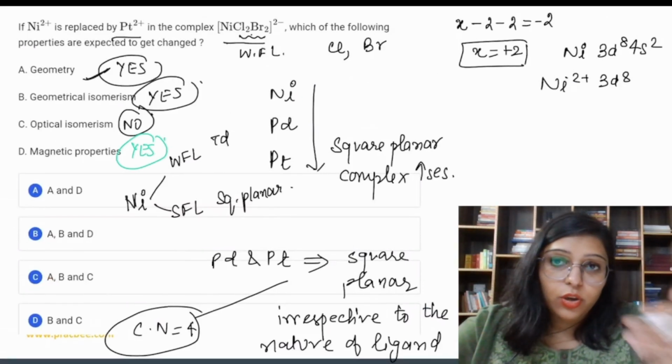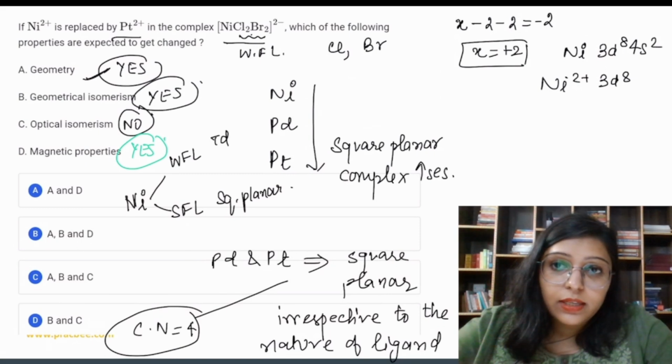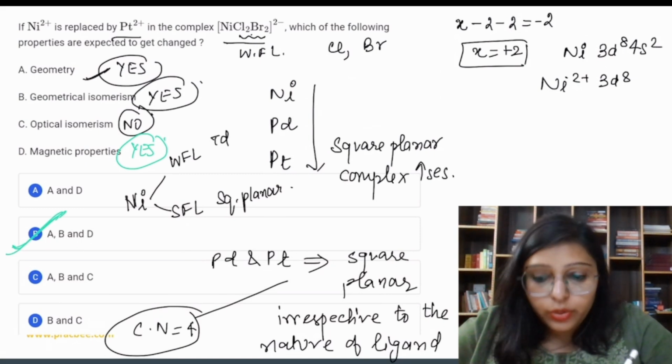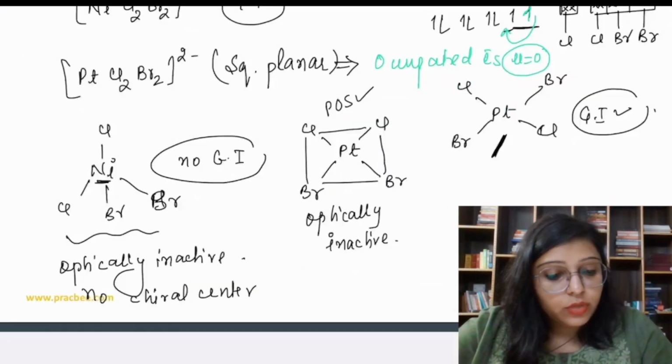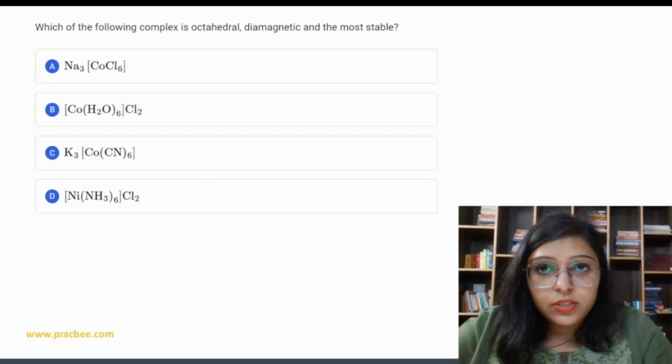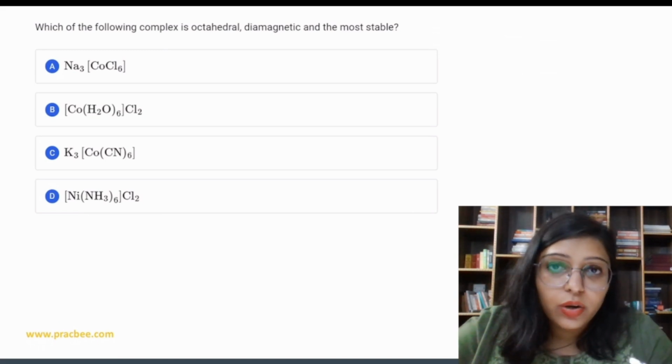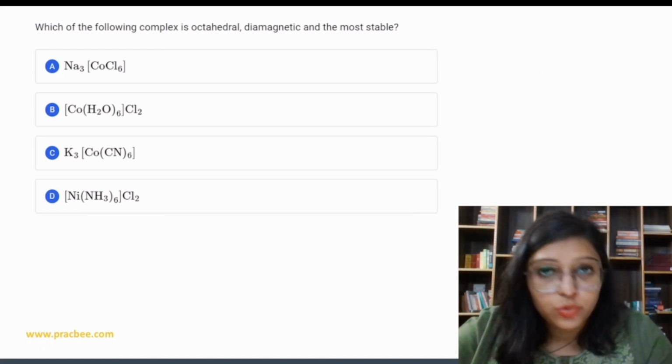So based on the options, what is the correct answer? A, B, and D. That is going to be the correct answer. Okay. Now we are moving to the next question. The next question says, which of the following complexes is octahedral, diamagnetic, and the most stable?